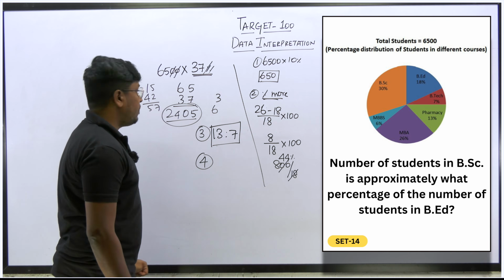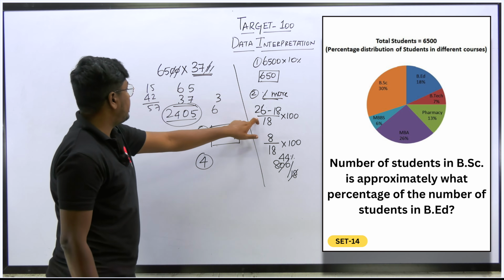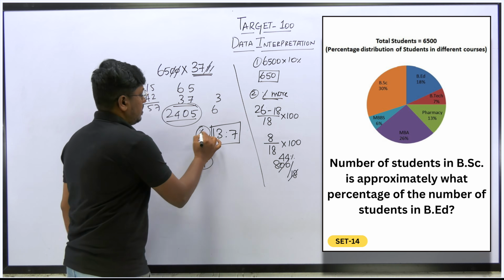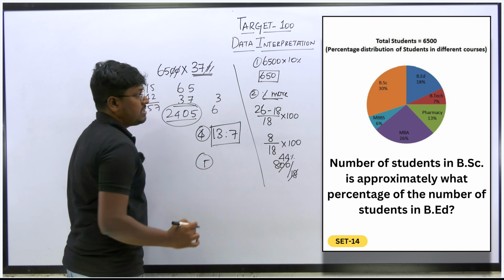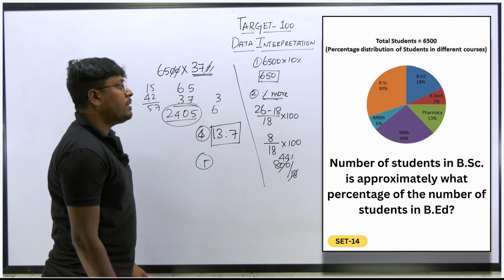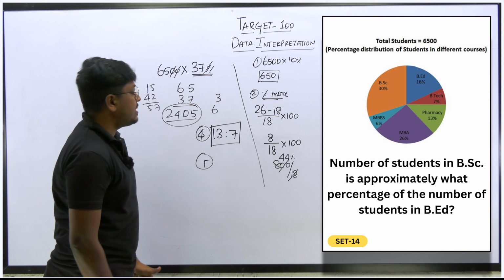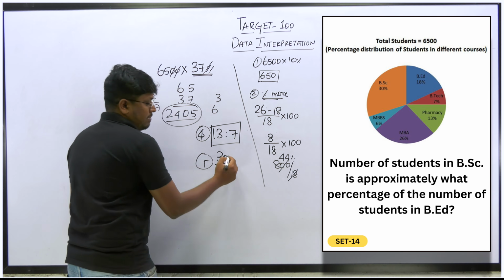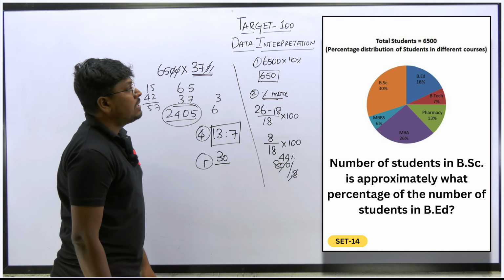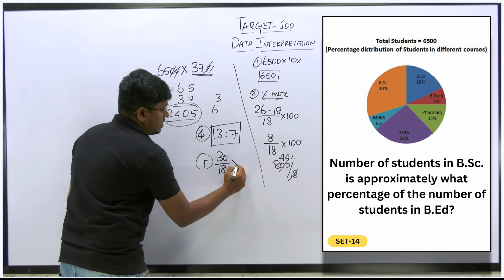So question number 4, sorry, the 5th question. This will be the first, second, third, fourth, 5th question, the last question. The number of students in BSc is approximately what percentage of the number of students in B.Ed? So BSc, how much percentage of students are there? 30 percentage. B.Ed is how much? 18, right? So 30 into 100.